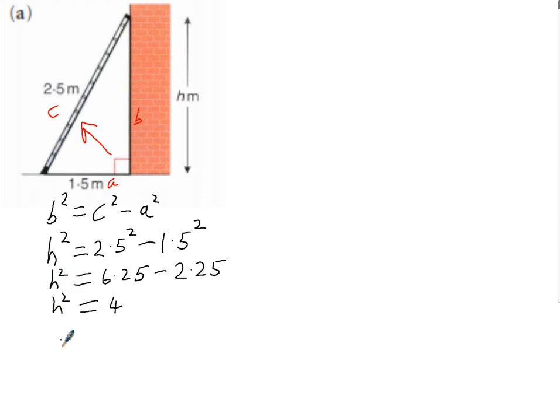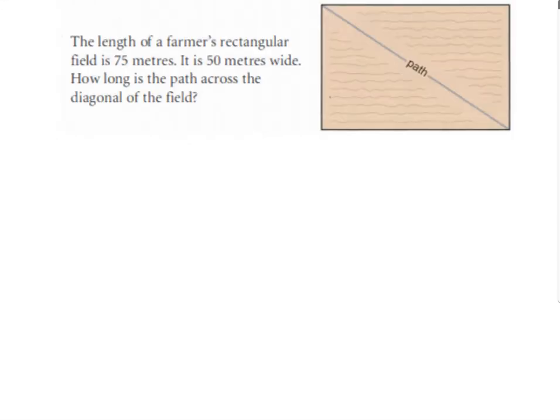So we need to take the square root. The square root of h squared is h. Square root of 4 is 2. So this ladder reaches 2 meters up the wall when the base is 1.5 meters away. Okay? Let's look at another possible situation you could get asked about.